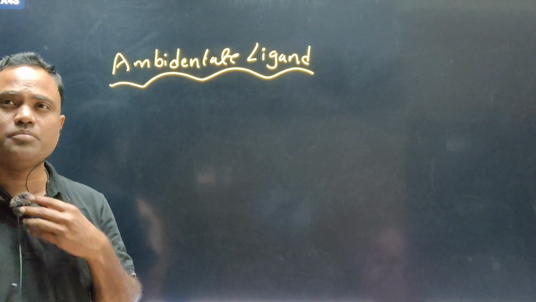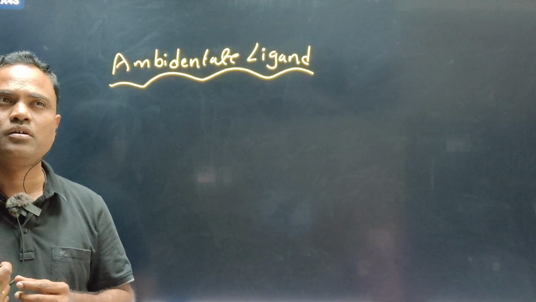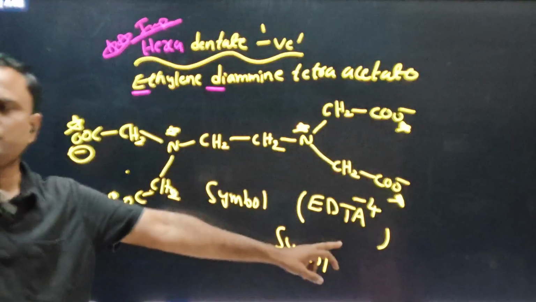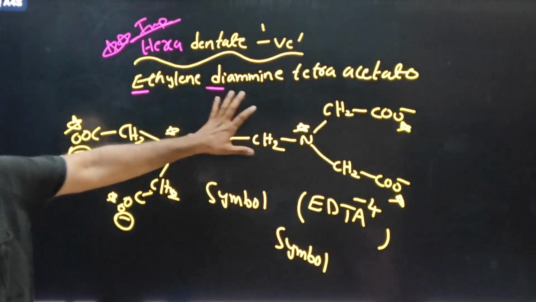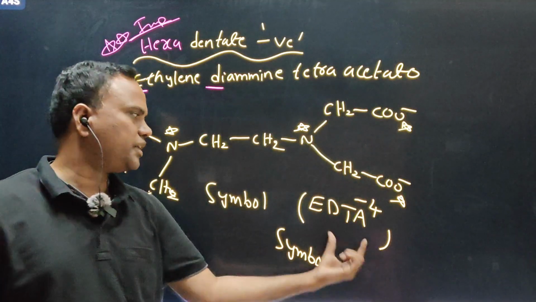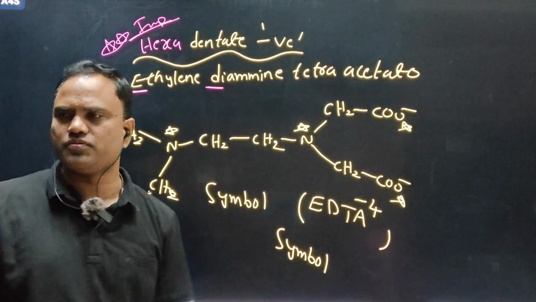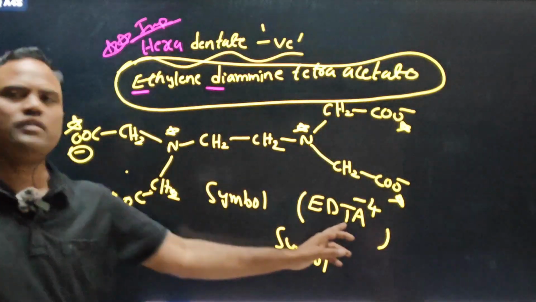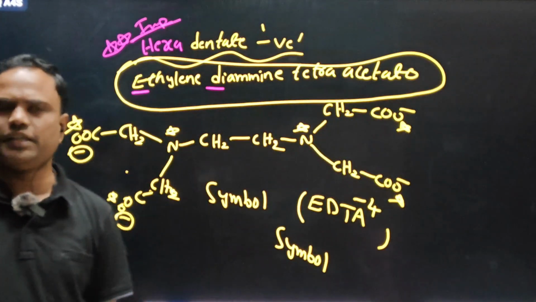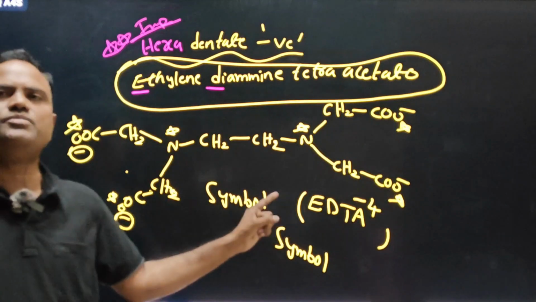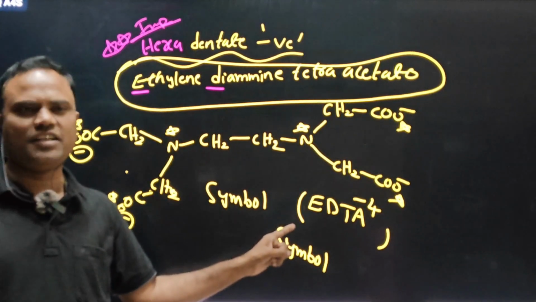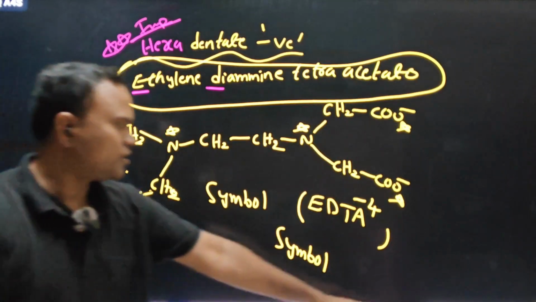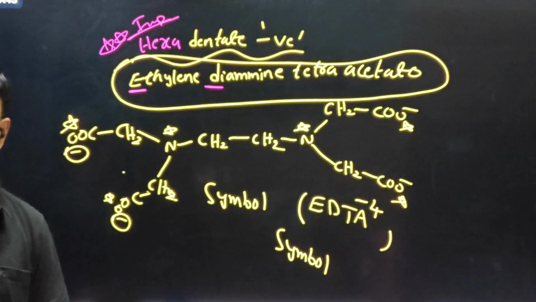That is only the symbol. Ethylene diamine tetraacetato, symbol is EDTA. EDTA -4. This is the ligand name, and this is the symbol of the ligand. EDTA -4. If you do not observe H, that is hexadentate. If you see the H, that is pentadentate. Last case is HEDTA.